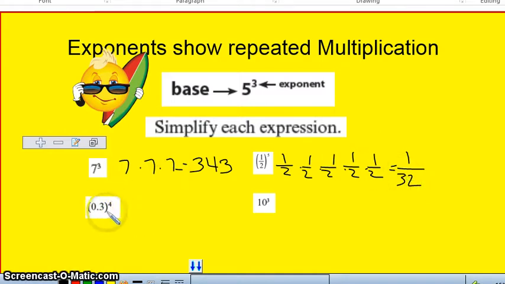Here we have 0.3 as our base, and we're multiplying it 4 times. So it's 0.3 times 0.3 times 0.3 times 0.3 again. And when we multiply 0.3 times 0.3 times 0.3 times 0.3, we should get 0.81.